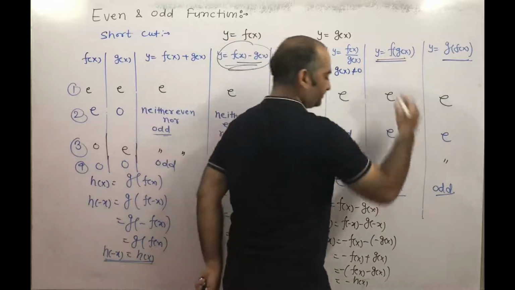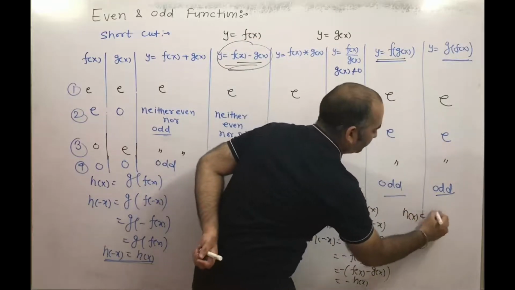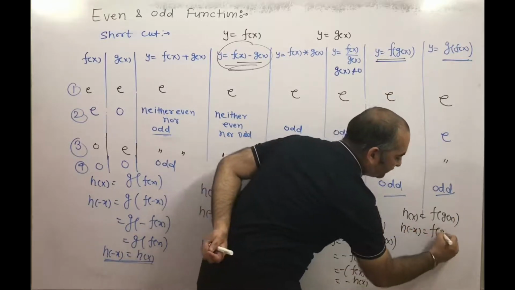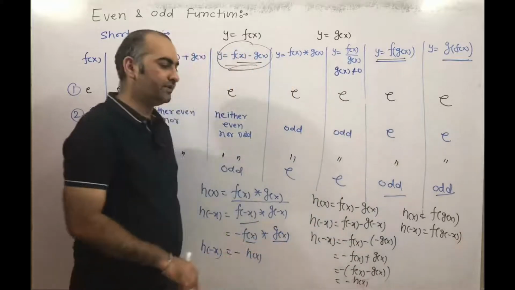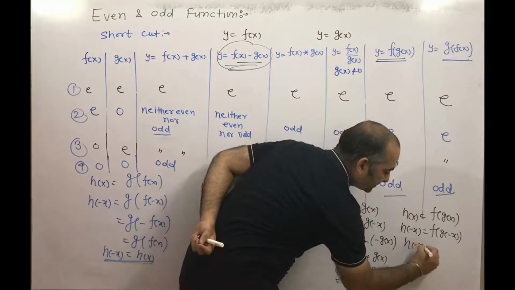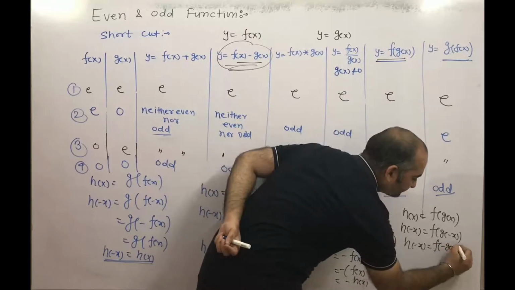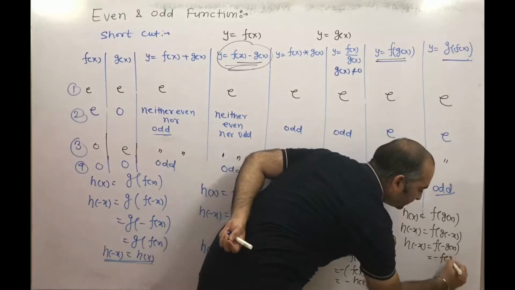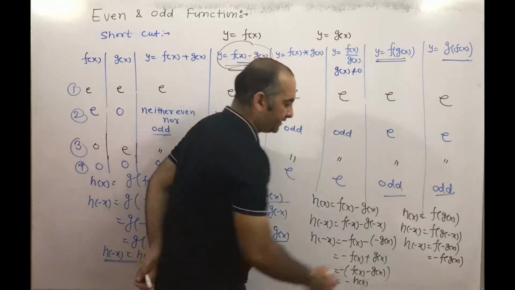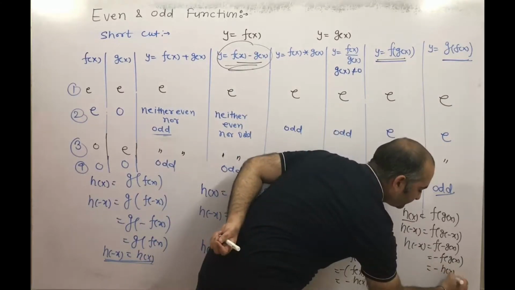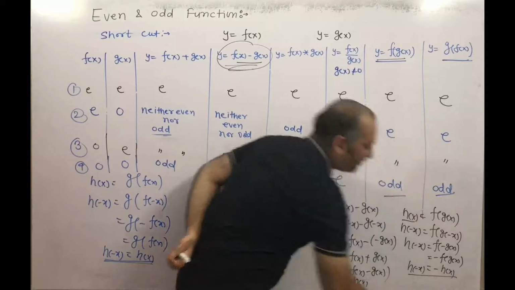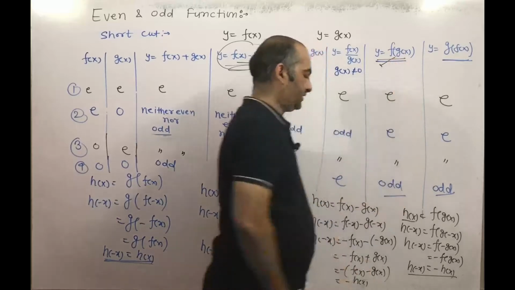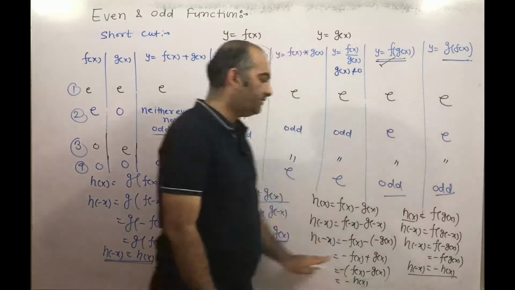Similarly, you can check this one also. Suppose you want to check this one. We take h(x) = f(g(x)). So h(-x) = f(g(-x)). We know g(x) is an odd function, so this we can write as f(-g(x)). And we know f is also an odd function. So f(-g(x)) we can write as -f(g(x)), and f(g(x)) we can write as h(x). So we got -h(x). So you can say h(-x) = -h(x). That means this function is an odd function. So f(g(x)) is an odd function. Similarly, we can check this one also. So everything we can check by this method.